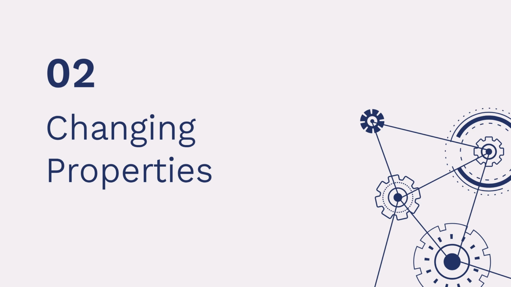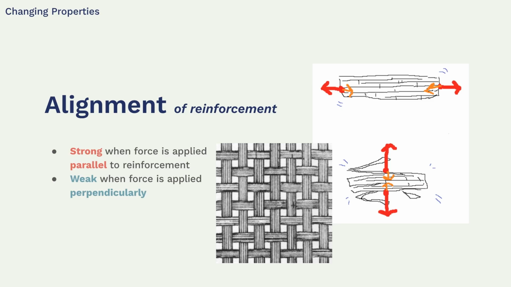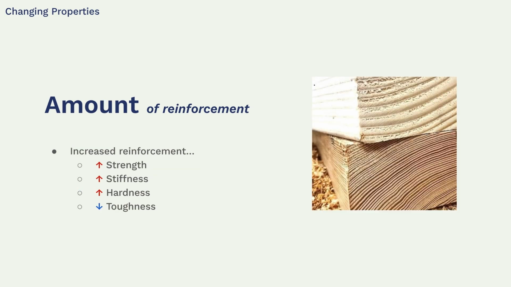As part of the spec, you need to know how changing some components affects the overall properties of the composite. Firstly, we have the alignment of reinforcement. Composites are strong when force is applied parallel to the reinforcement and weak when force is applied perpendicularly. And that's why oftentimes the reinforcement will be woven at certain angles. In terms of the amount of reinforcement, increased reinforcement increases strength, stiffness, and hardness, while decreasing toughness, making it easier to form fractures or cracks.